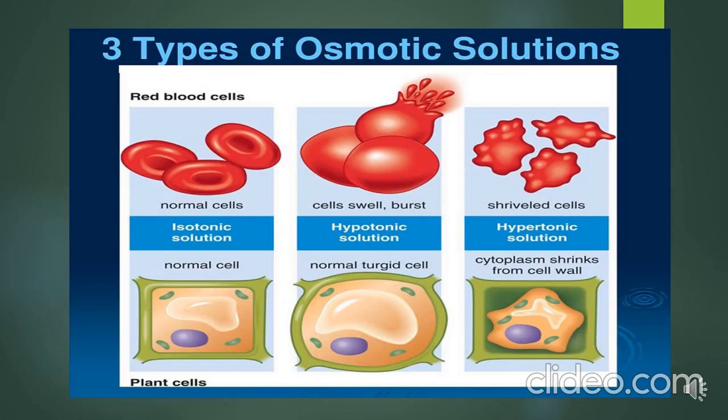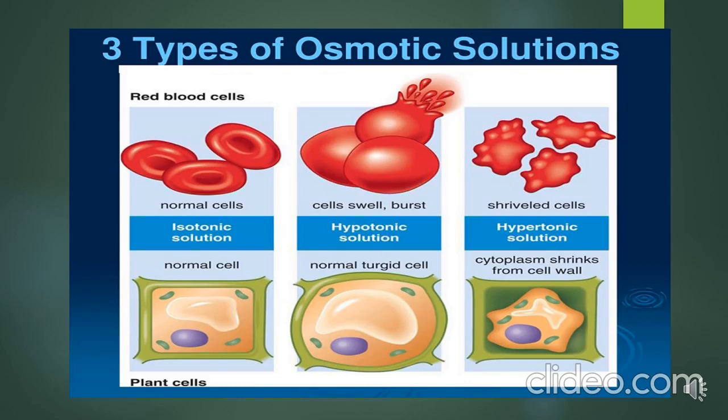See here in this picture, three types of osmotic solutions are shown. First in animal cell and lower in plant cell. So first of all we have taken the RBC or red blood cells. First is isotonic solution, normal cells, means the concentration is same both inside and outside, so nothing will happen to the cell.